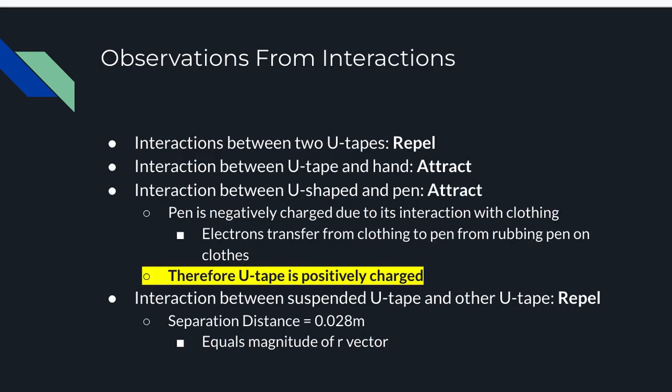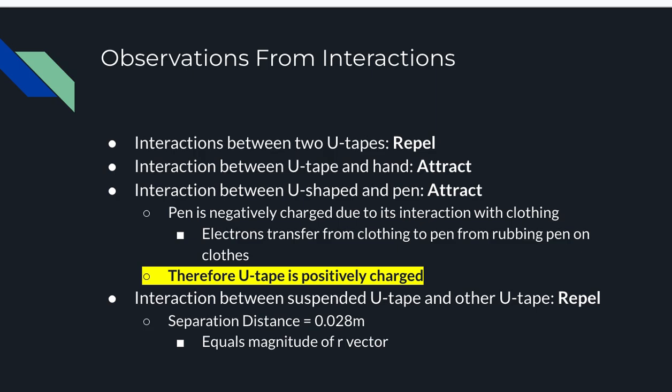The interaction between the two tapes was that they repelled, so they clearly had the same charge, and the U-tape and the hand attracted, and then the U-tape and the pen attracted. The pen is negatively charged due to its interaction with the clothing because it absorbed electrons from the clothing. Therefore, we can conclude that the U-tape is positively charged.